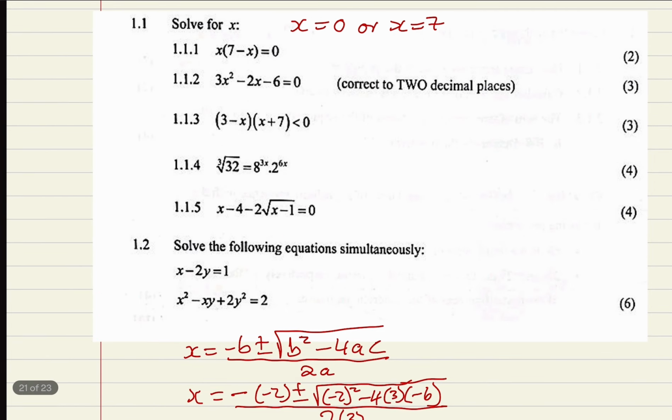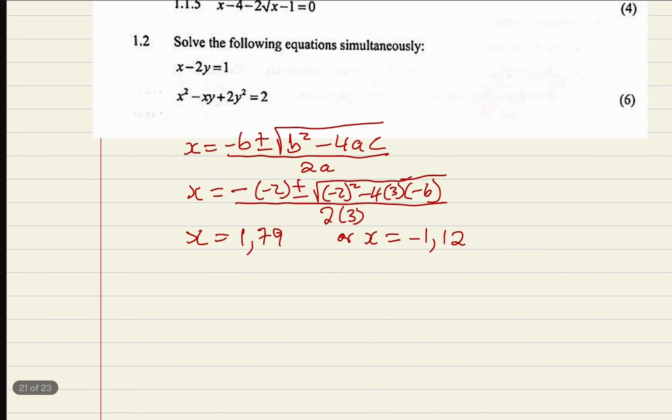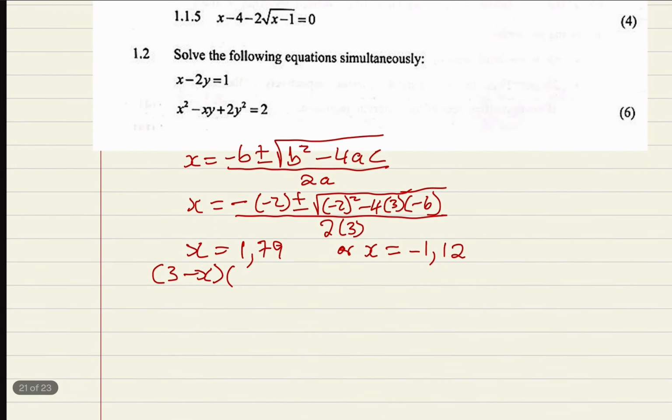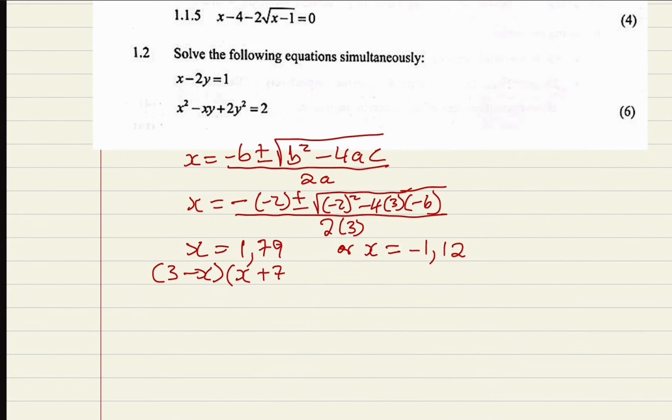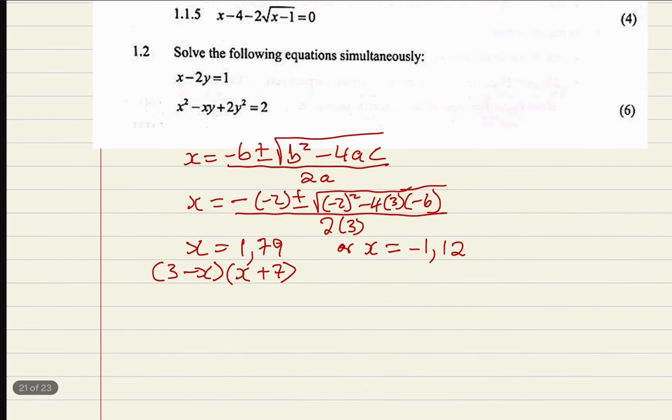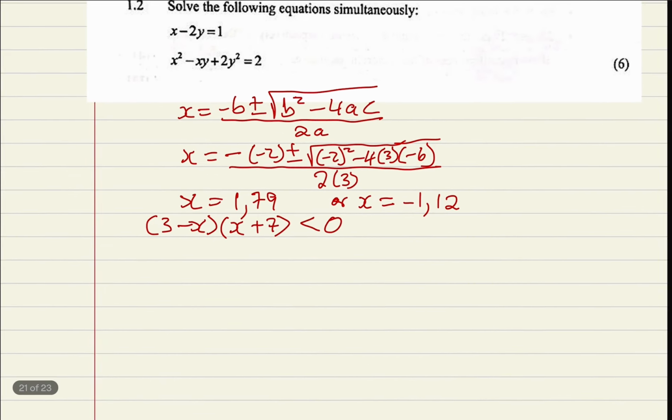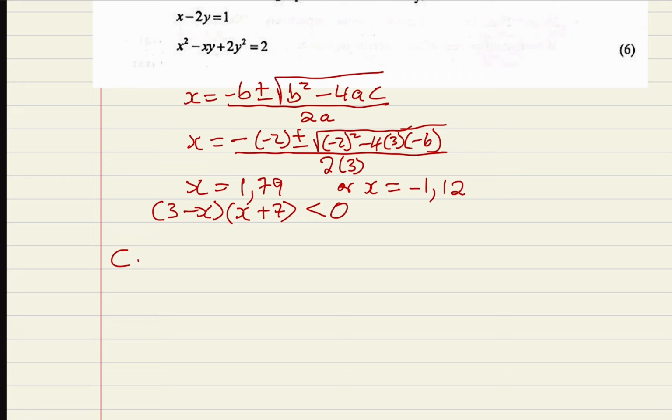Then we go to 1.1.3. On 1.1.3, if you have something like this, that was 3 minus x into x plus 7. Now they said this is less than 0. You'll have to write the critical values since they have already factorized it for you. Then you will have x equals 3 or x equals negative 7.